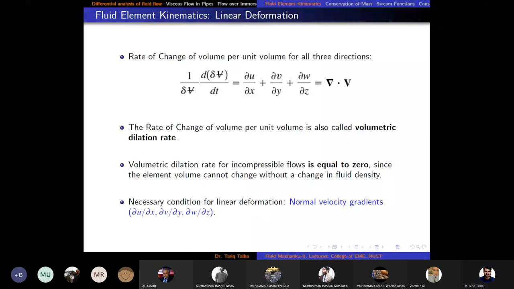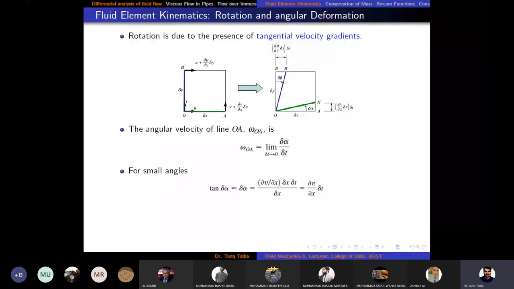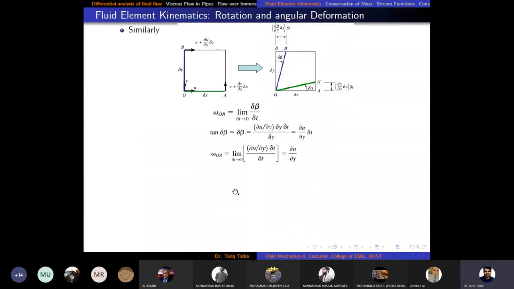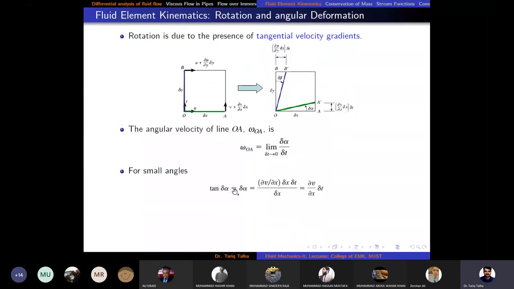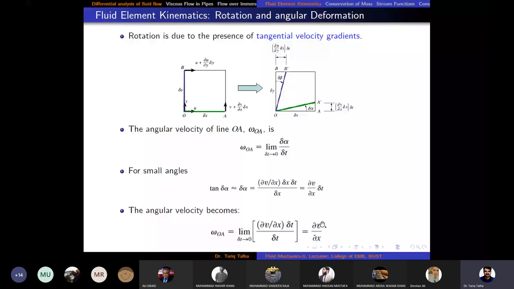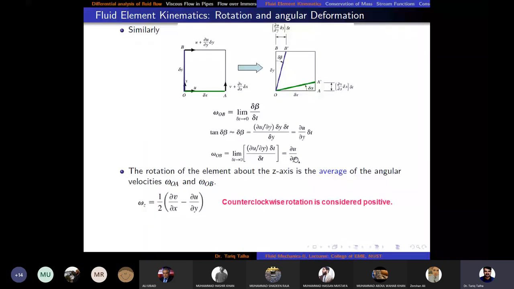Afterwards, we discussed the rotation, that is, how we can find the rotation for a fluid element. For that, as I told you just now, tangential velocity gradient needs to be there. So in this case, we have tangential velocity gradient like partial v by partial x, as I am showing with the mouse cursor, and then partial u by partial y. One angle is this delta alpha, that is counterclockwise, and delta beta is clockwise rotation. If we calculate the value of the angular velocity, after some mathematical manipulation it comes out to be partial v by partial x, as we discussed on the whiteboard in the last class. And similarly, the angular velocity for line OB comes out to be equal to partial u by partial y.